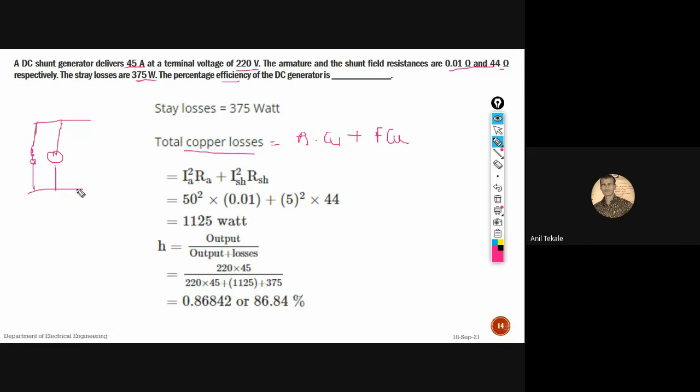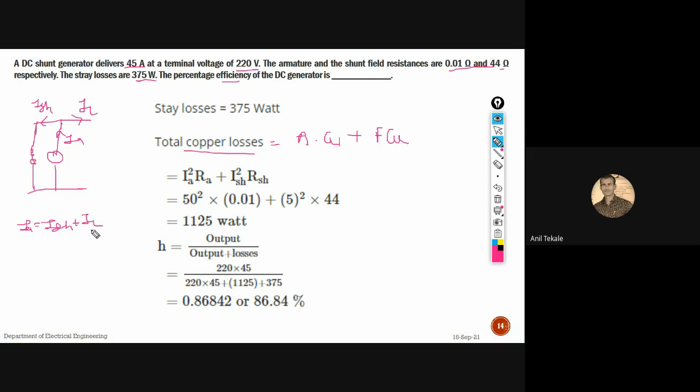Now, what is the direction of current? The direction of current is, we can say, here is your ISH, here is your IL, and here is your IA. So what is the equation? Please tell me, what is the equation? IA is equal to ISH plus IL. Very good. IA is equal to ISH plus IL, right?